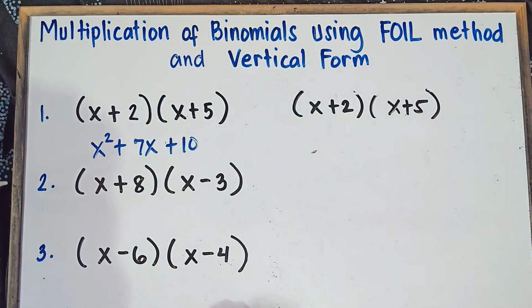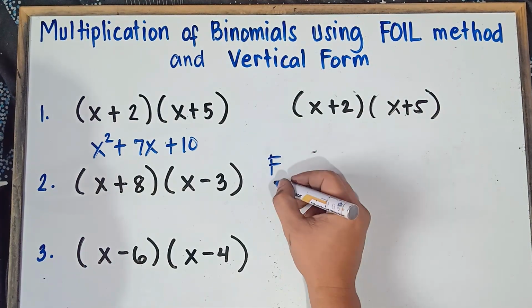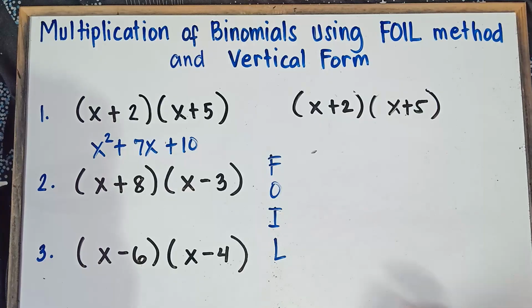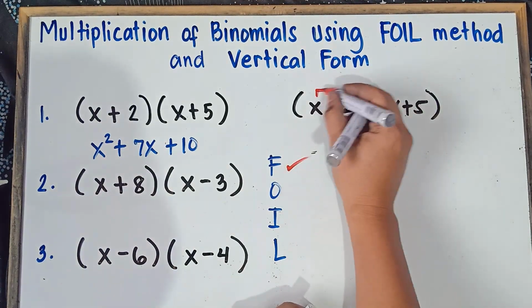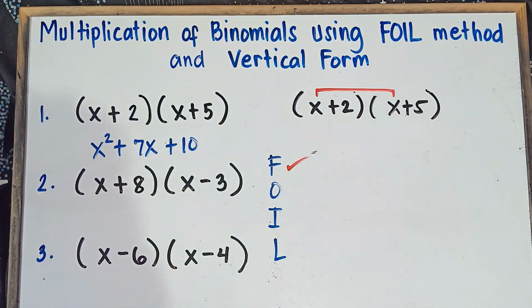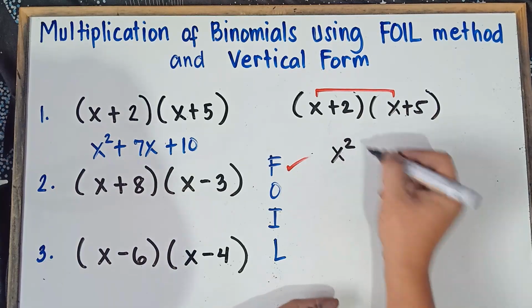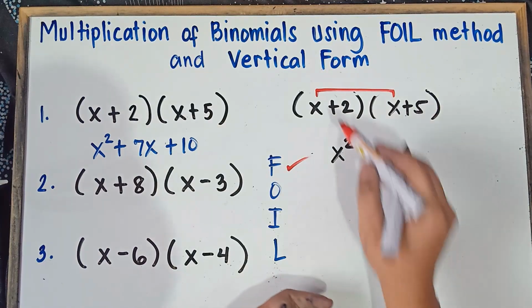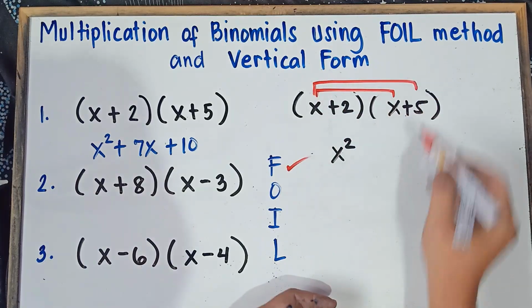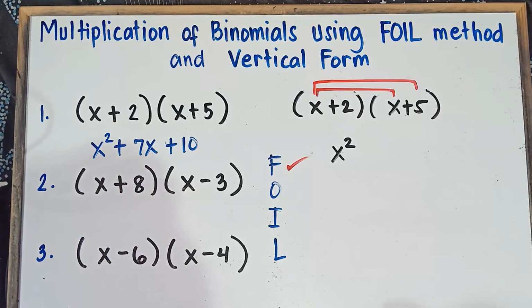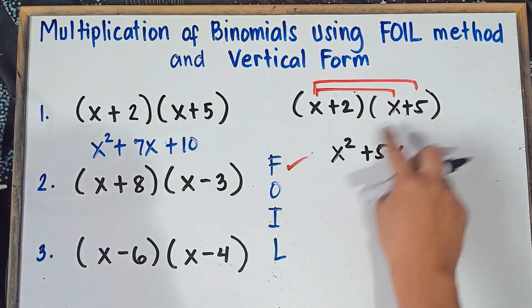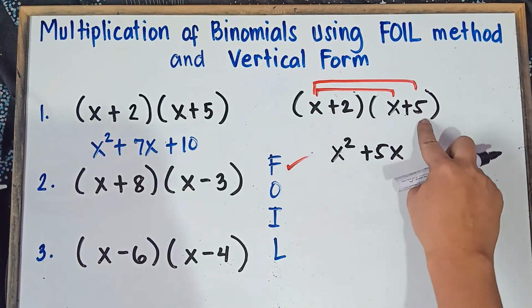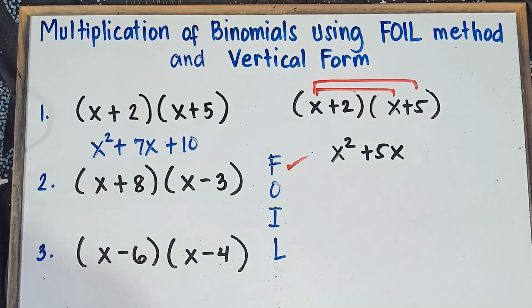So once again, FOIL method: we have first, outer, inner, and then last. So first term, that would be x times x. What's the answer, class? That's correct, that would be x squared. Alright, and then outer, x times positive 5. What would be the answer, class? That's correct, that would be positive 5x. So you can answer it right away: x times x, x squared. X times positive 5, that would be positive 5x.